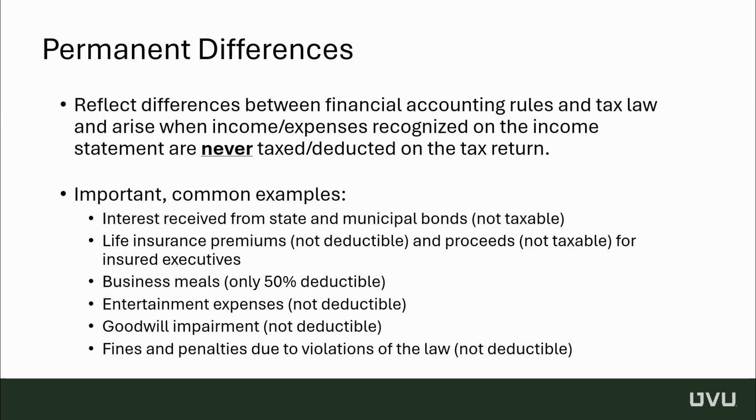So, all of these types of events reflect permanent differences that will never reverse in the future. And they have nothing to do with deferred tax assets or liabilities because while they might affect the company's effective tax rate today, there are no implications for future taxes.